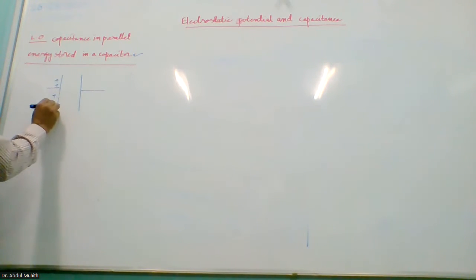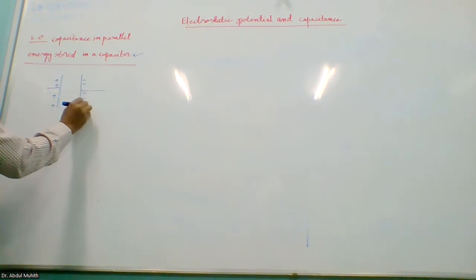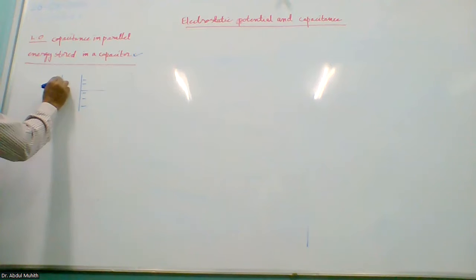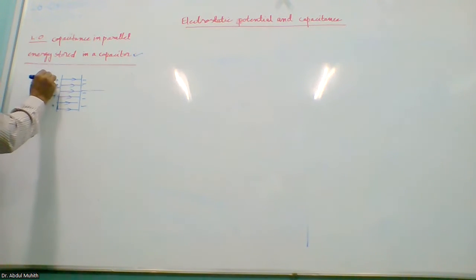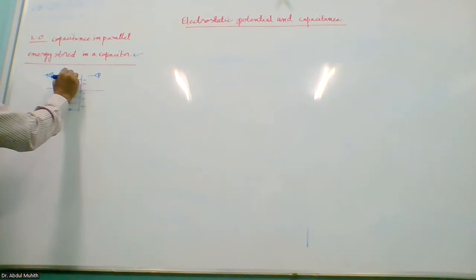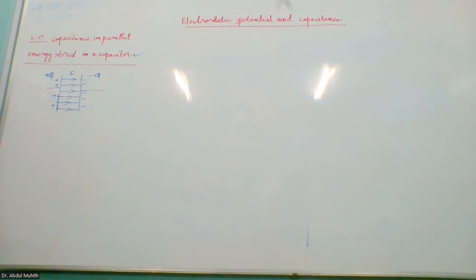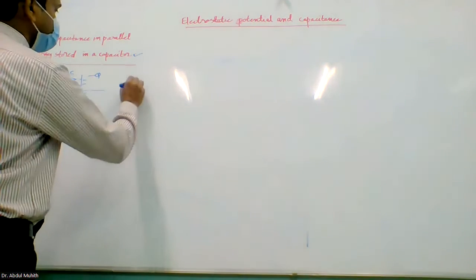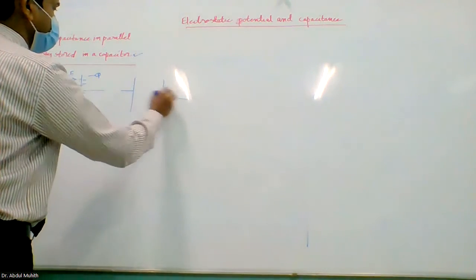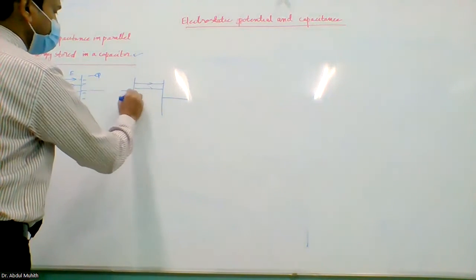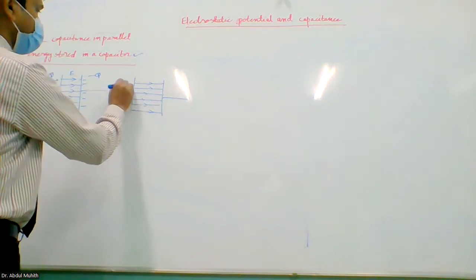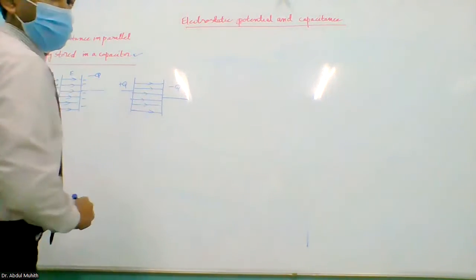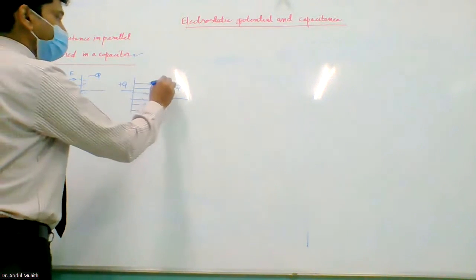Now see here. This is a positive plate and a negative plate, plus and minus V. And this is the electric field. Is that clear? Now, what I am doing here is taking a small charge, a small unit positive charge.